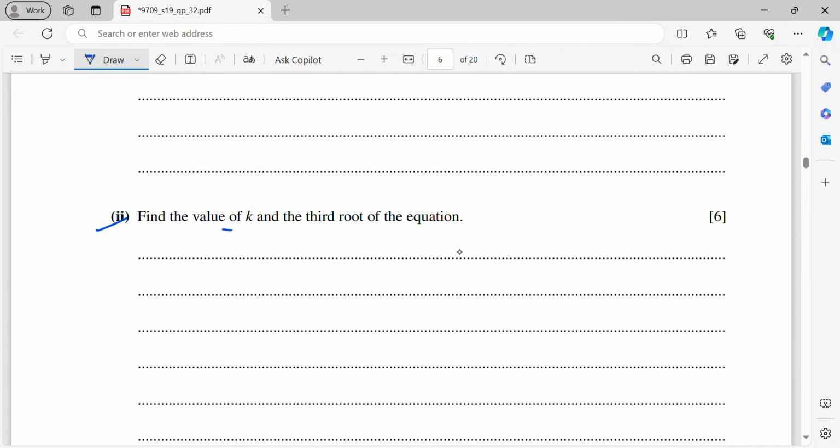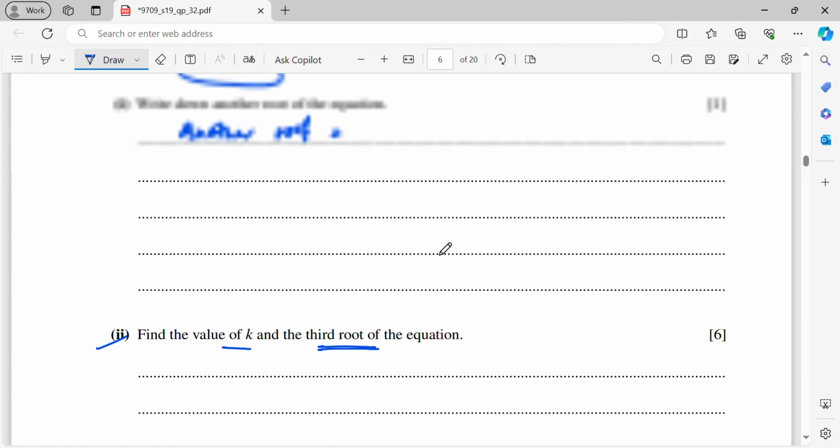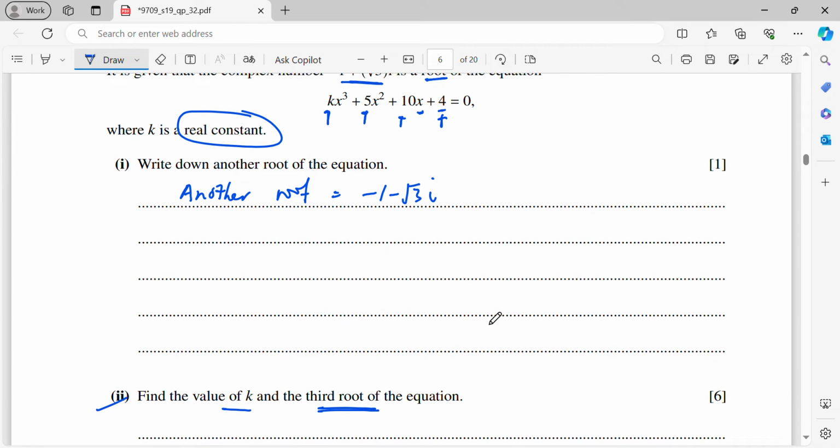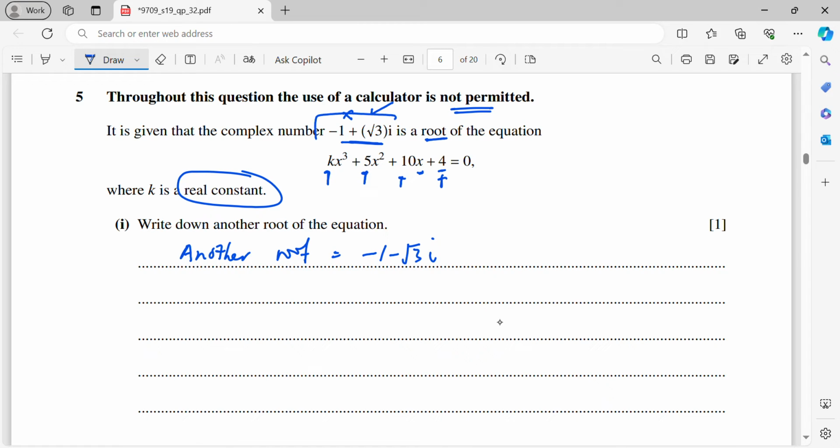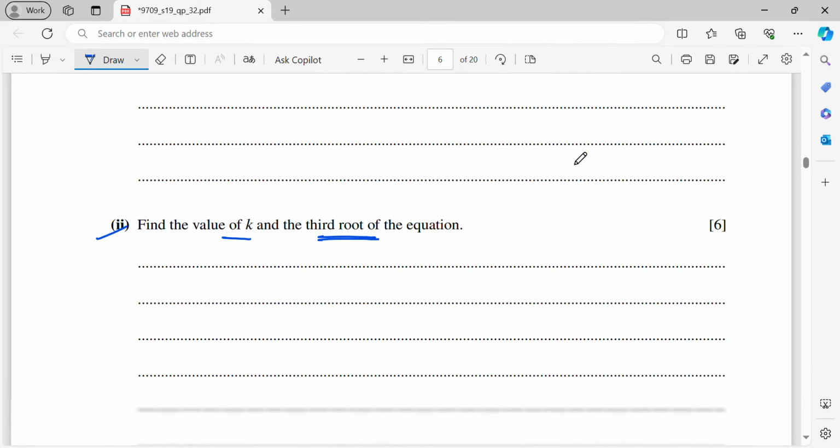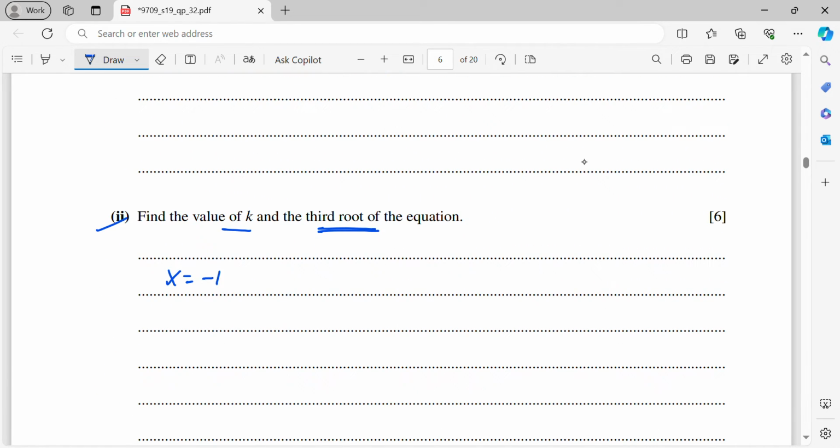Now part 2, find the k value and the third root of the equation. To find the k value, we substitute this root into the equation. That means you replace the x in the equation by the complex root. So here I will write x = -1 + √3i. The equation is kx³ + 5x² + 10x + 4 = 0. So replace the x by the complex number.